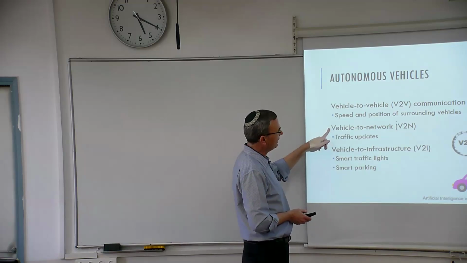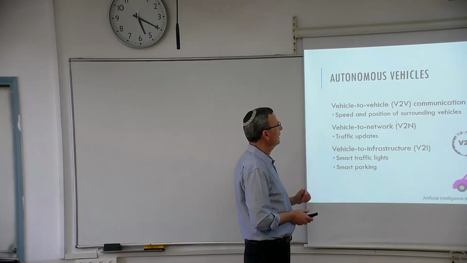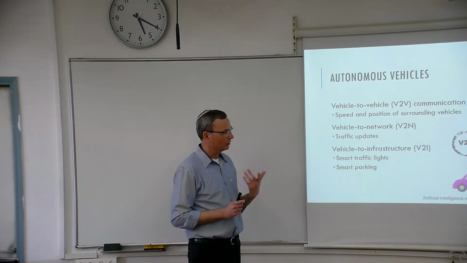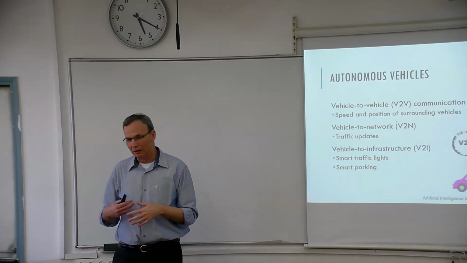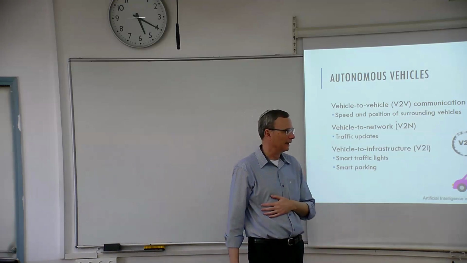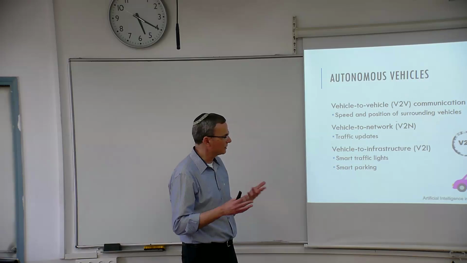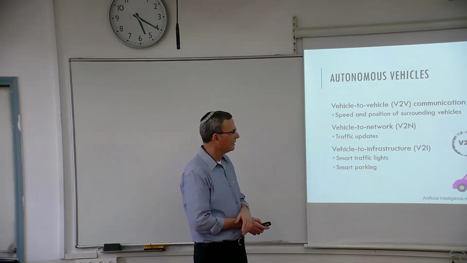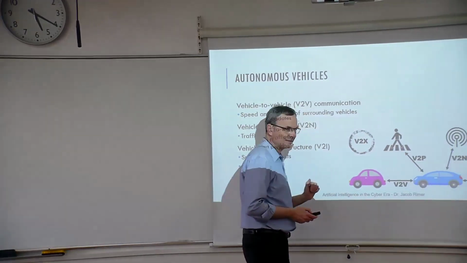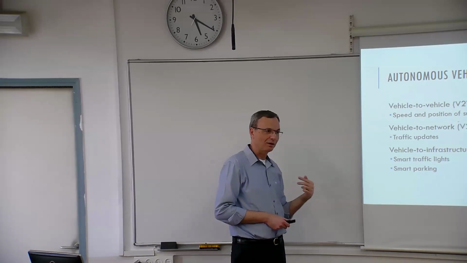I can get information from the network, like traffic updates. This is V2M. I can get information and influence the infrastructure, meaning the traffic light is red, but it's going to turn green whenever I approach, because I'm going to communicate that I'm approaching. And also smart parking, meaning where there are parking lots, and to park by themselves, etc. And this is V2I. There is also a concept of V2P, pedestrian. Of course, not to the pedestrians themselves, but the phones that they are going to carry.